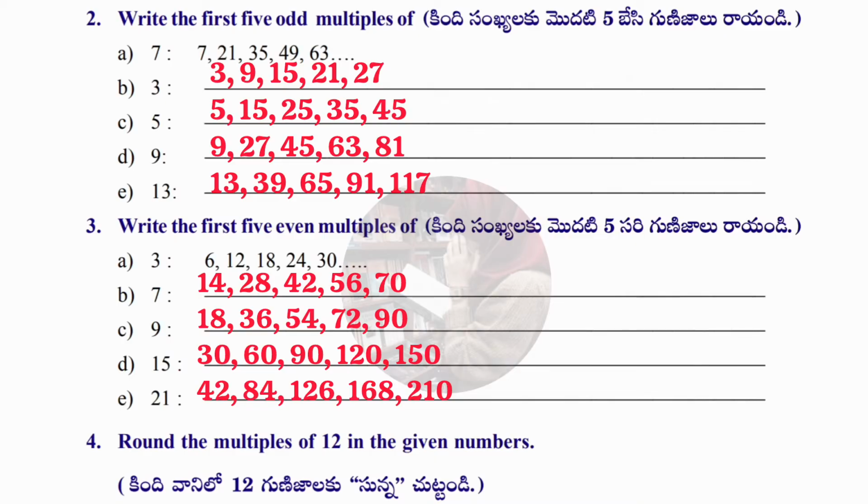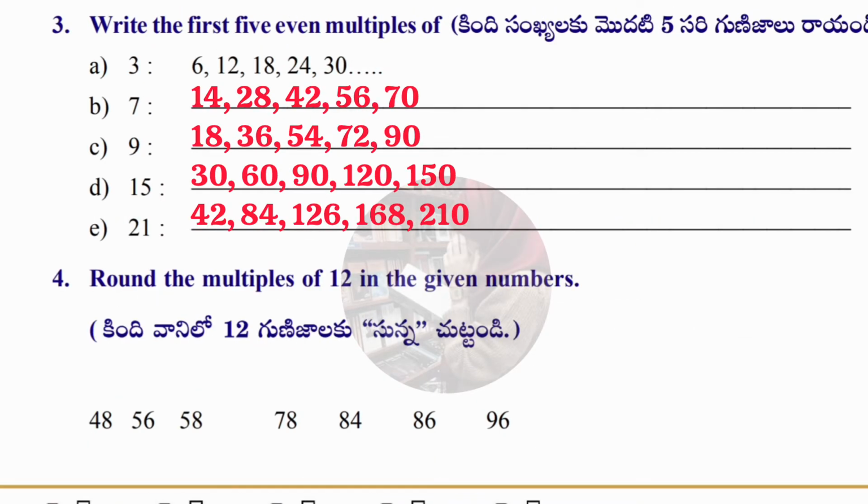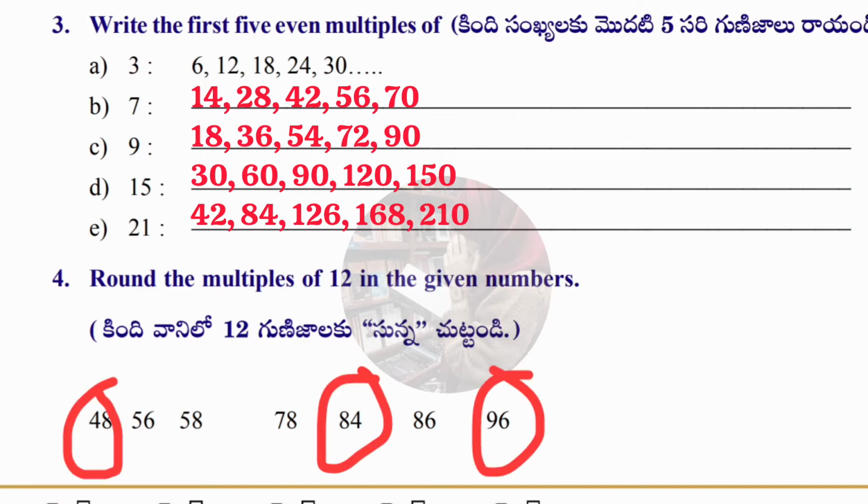Okay guys, now we'll move to the fourth Roman numeral, which is: circle the multiples of 12 in the given numbers. Here we have to circle the numbers which are multiples of 12. Okay, so the first number, 48, is a multiple of 12, that's why circle that number. Next number is 84, also a multiple of 12, that's why circle 84. Now the last, 96, is a multiple of 12, that's why circle 96.